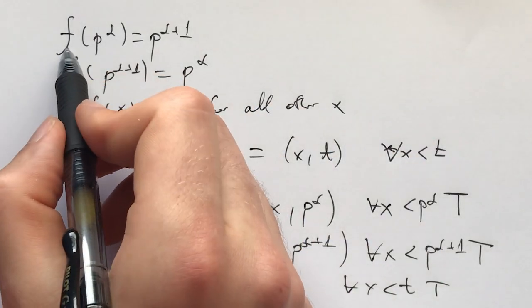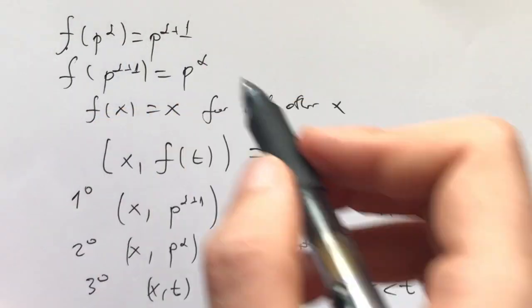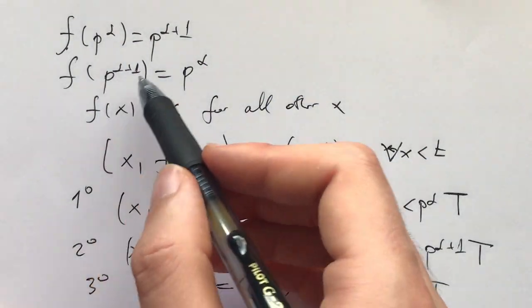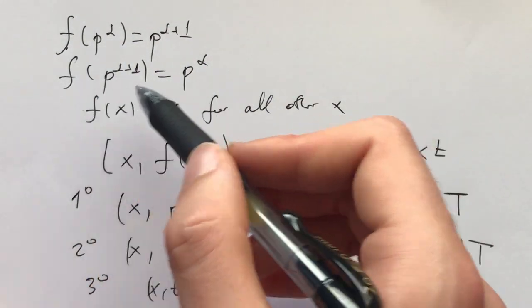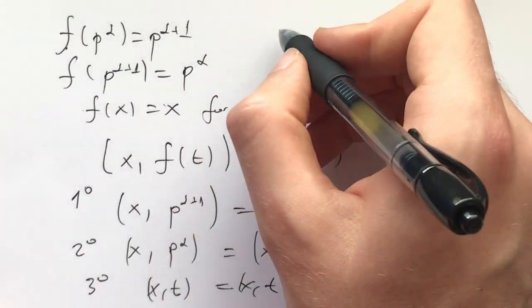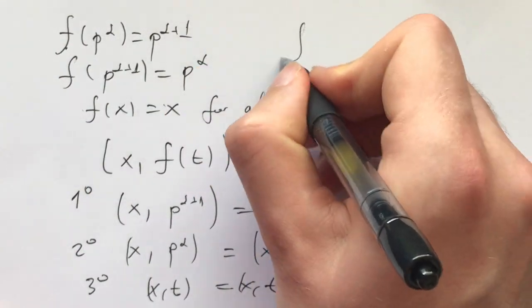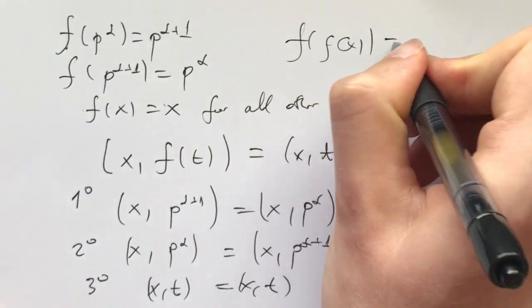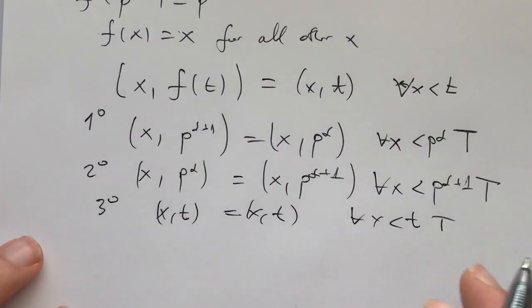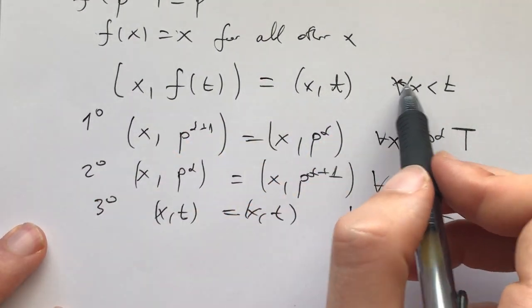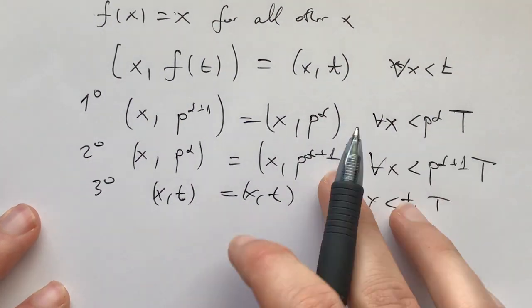So if we plug in f of p to the alpha is equal to p to the alpha plus 1, f of p to the alpha plus 1 is equal to p to the alpha, and f of x is equal to x for all other x, and this satisfies the condition for every single x. And does it satisfy this for each x less than t? And the answer is it does.